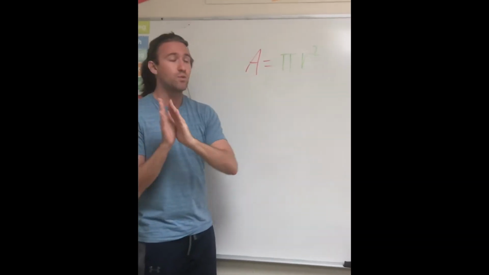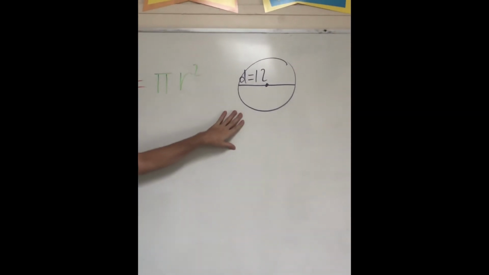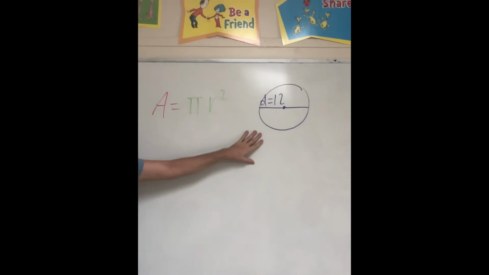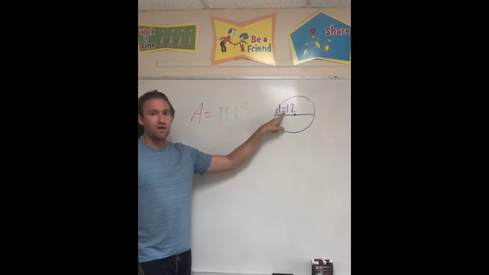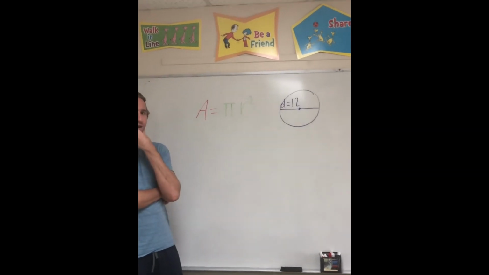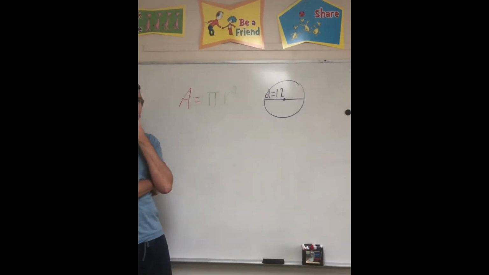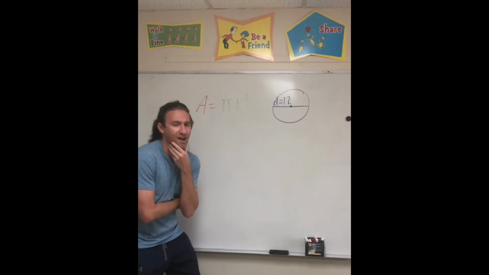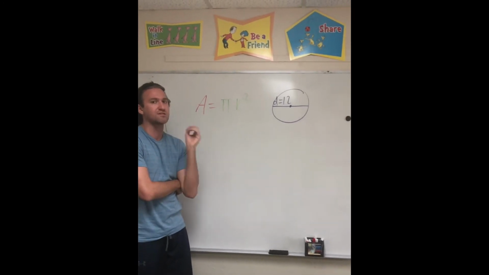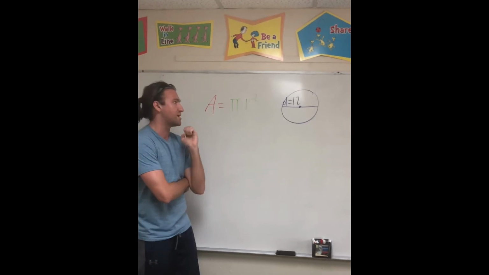So if we move on, we can see that I have drawn a circle in purple. I've written that d is equal to 12, but they're asking for the r. So if the d is 12, the r must be 6. Yes, very good, my geometry geniuses. I know, you knew how to do that yourself.